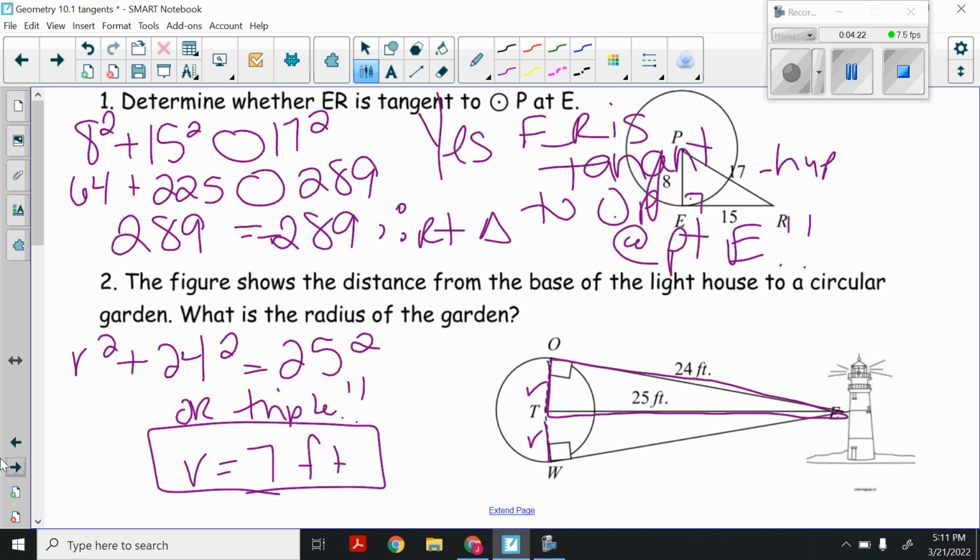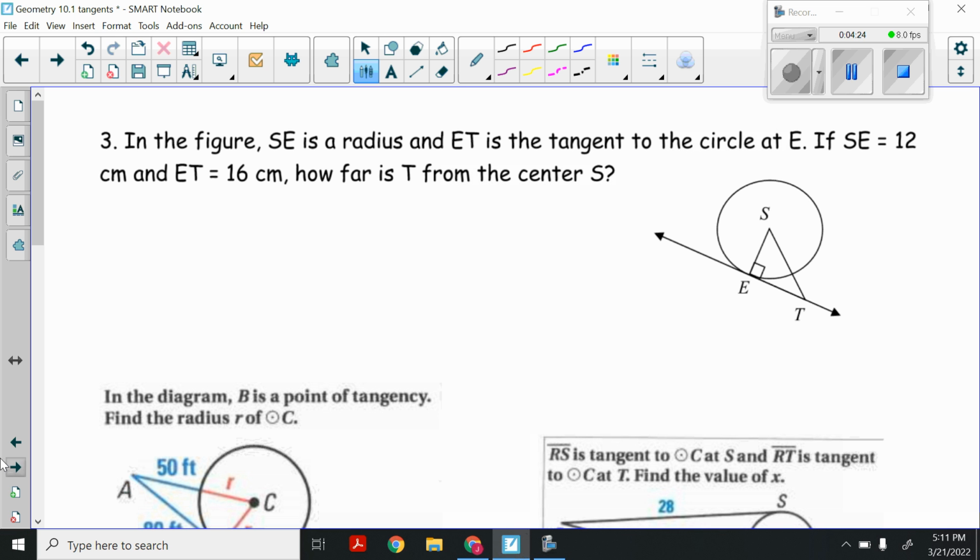So now we're going to turn the paper over. Problem number 3, it says in the figure, SE is a radius and ET is the tangent to the circle at E. So therefore we know we have a right angle there at E. If SE is 12, so that's my radius, and E to T is 16, how far is T?